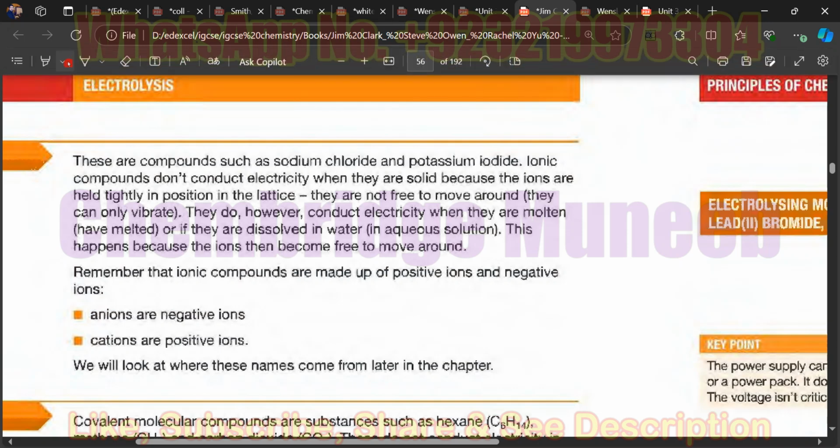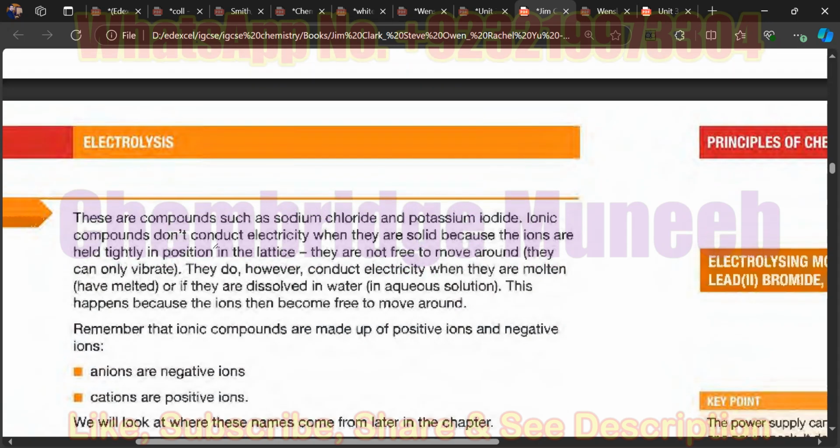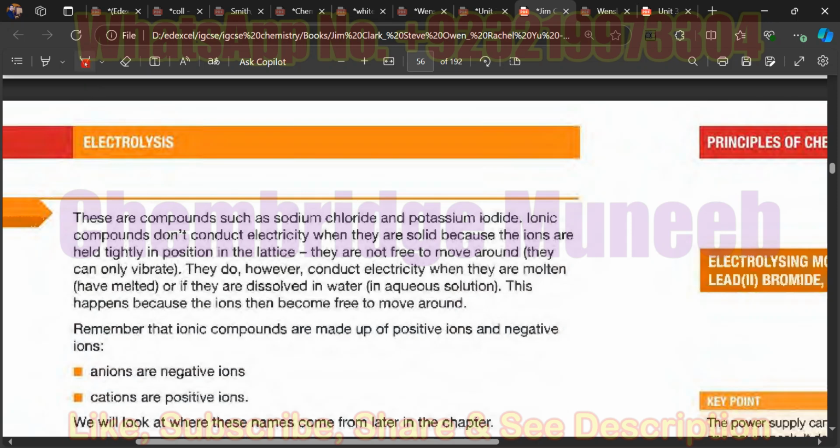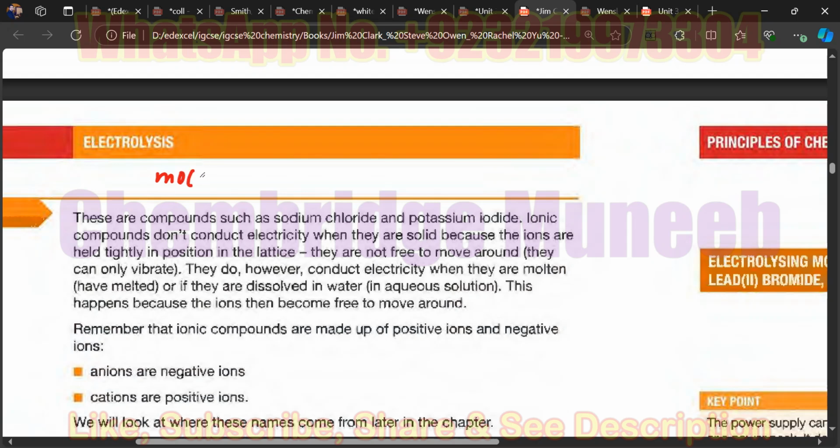The property of the ionic compound is also that they can conduct electricity when they are in two states. What are those states when the ionic compound can conduct electricity? They are molten. And what's the other state? Honestly, I'm not sure of the other state. Molten state, and the other state is the aqueous state.